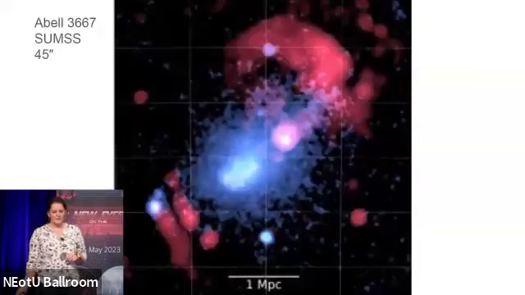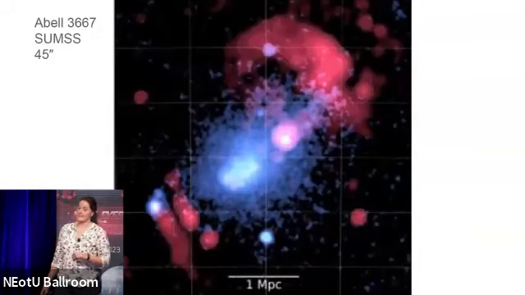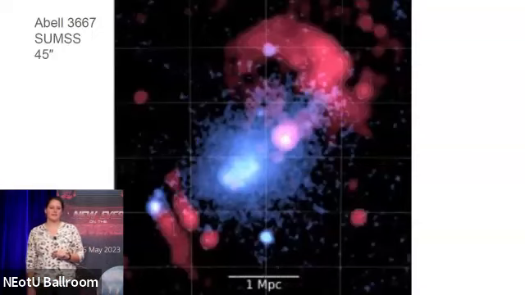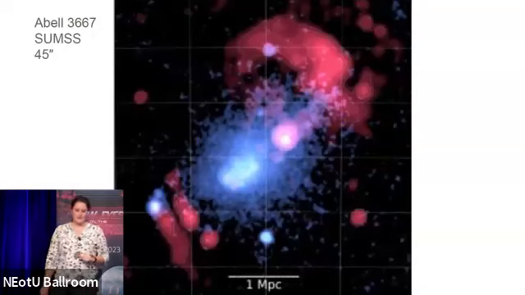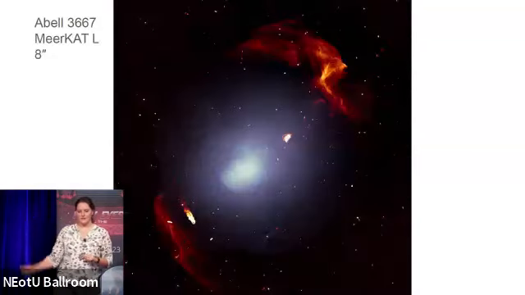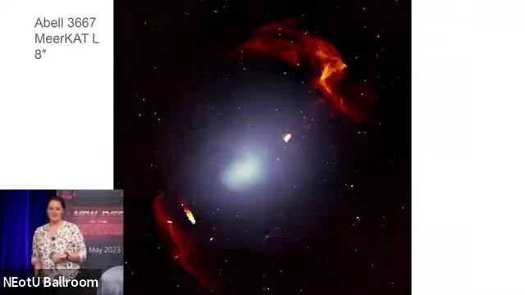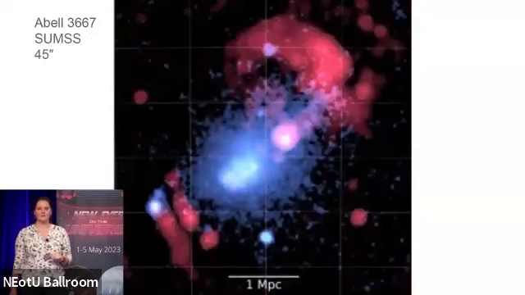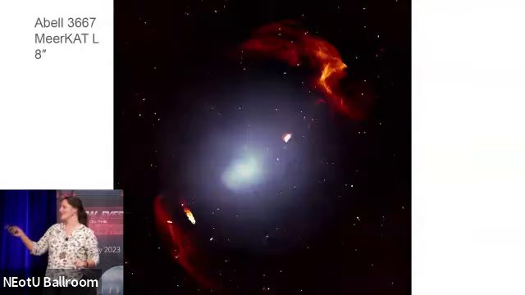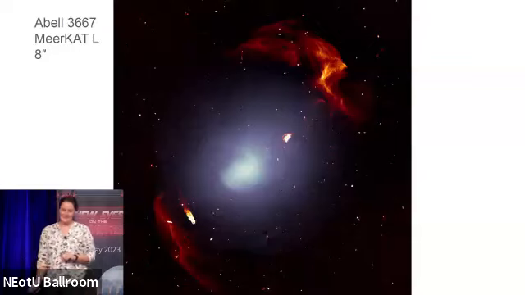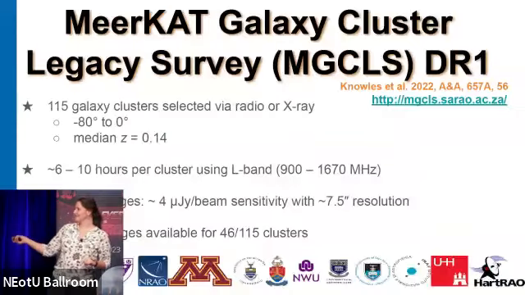So here's an example of this. This is Abell 3667. Previously, the best data that we had from it was from the SUMSS survey. This is 45 arcsecond resolution. And when you look at the same source with MeerKAT, you really start resolving out fine detail, and you'll just have to take my word for it that you still get this large scale structure as well. You just can't see everything in this single image. So that's my pretty picture for the day.